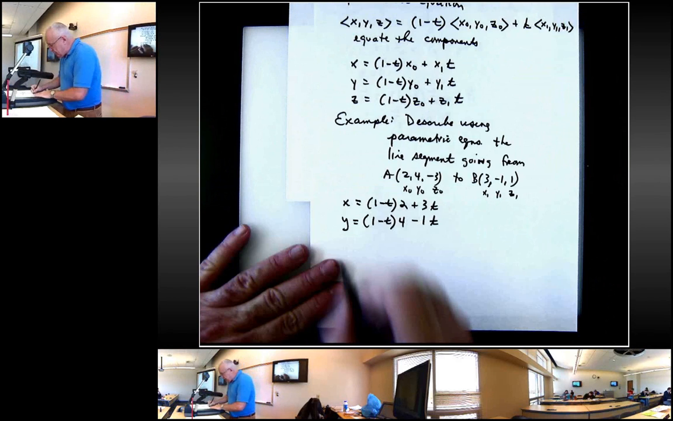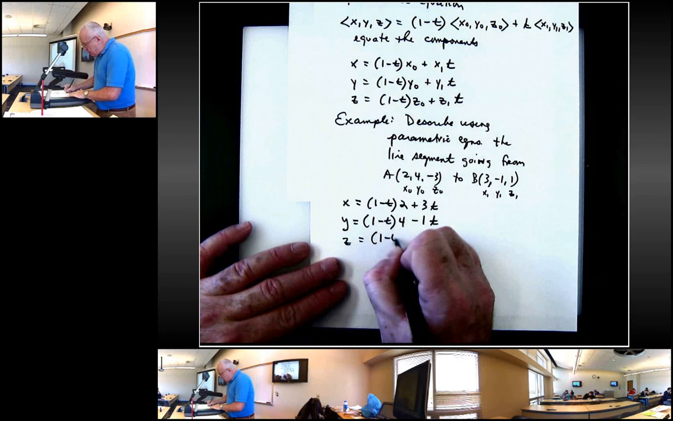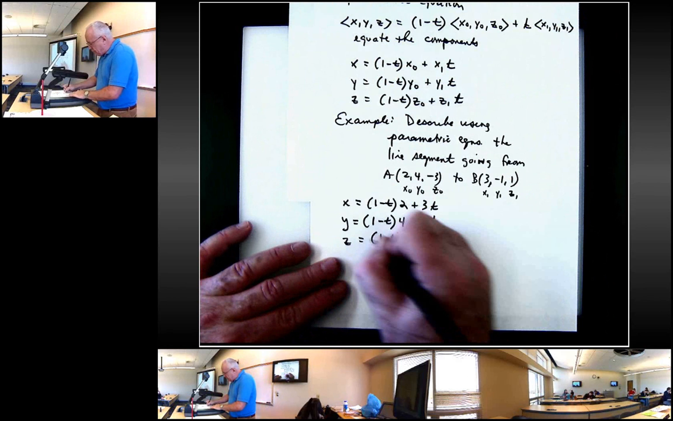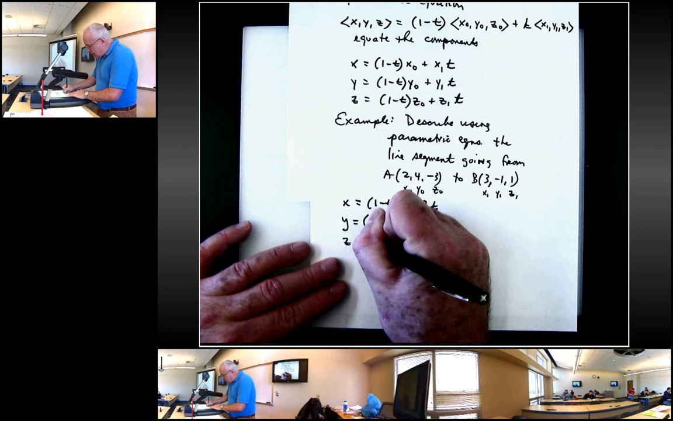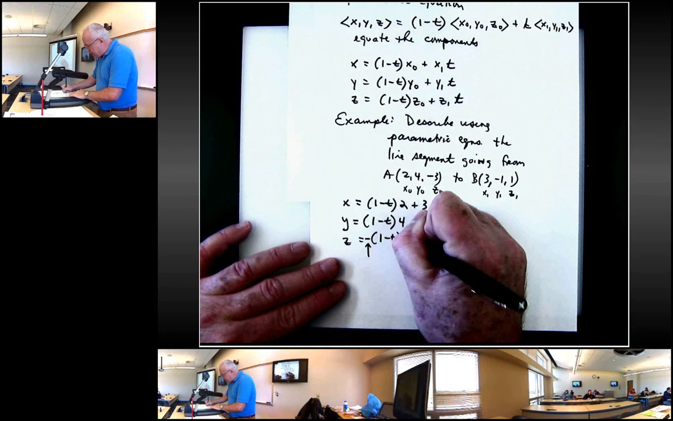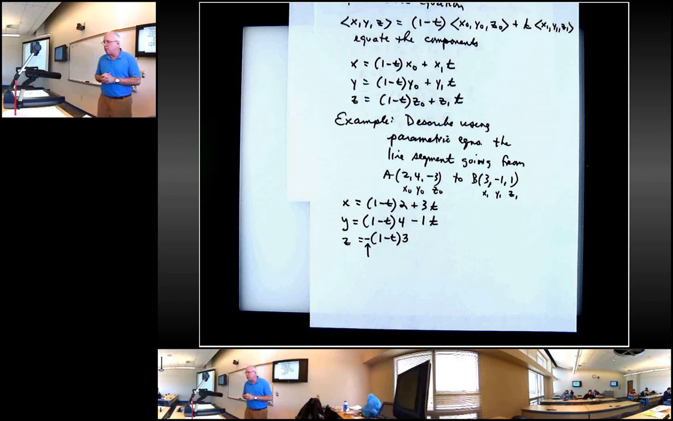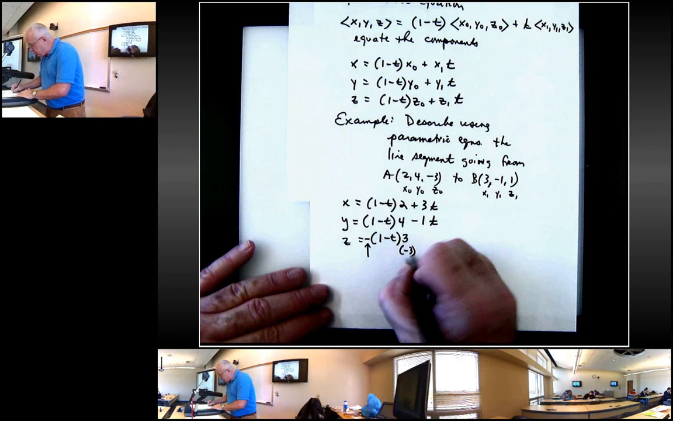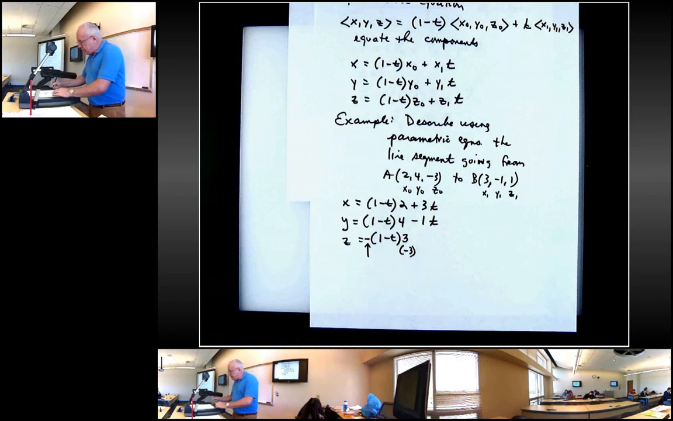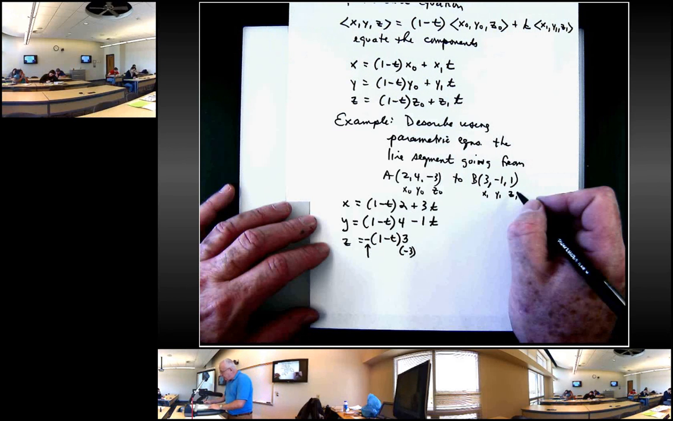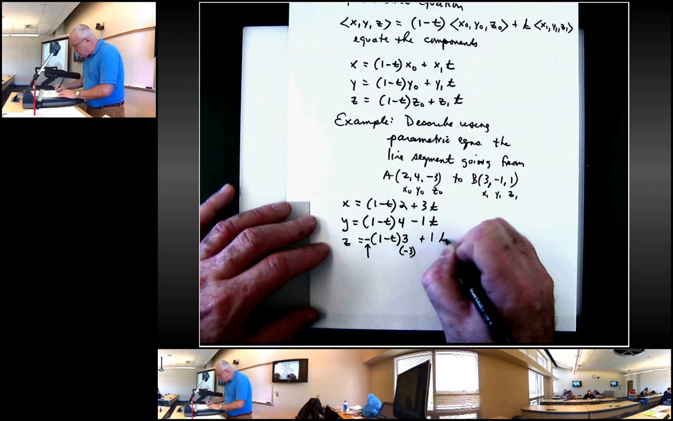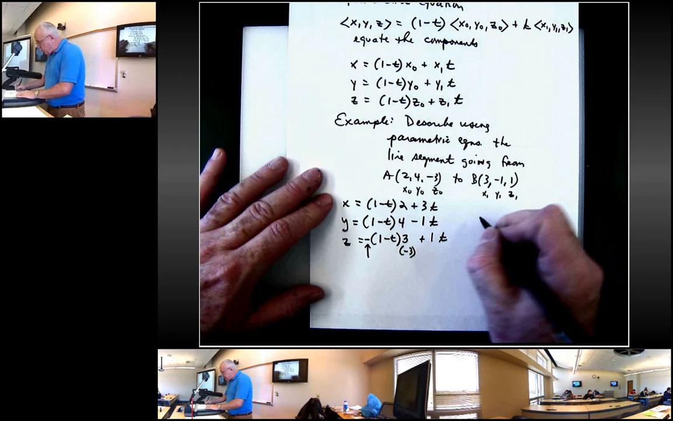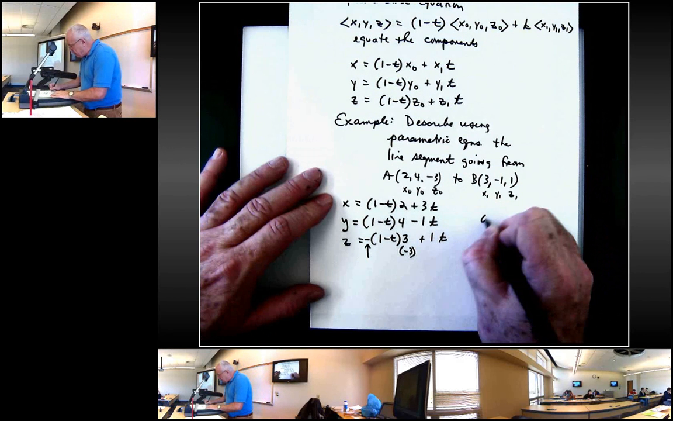And then finally, z is equal to, again, 1 minus t times the initial z. That's negative 3. So just to make it look better, let's put the minus sign out front and put the 3 after there. Or I could have written it also as minus 3 here. And then that's going to be plus my terminal z times t, that's plus 1 times t, or just plus t. All right. And this is for t between 0 and 1.